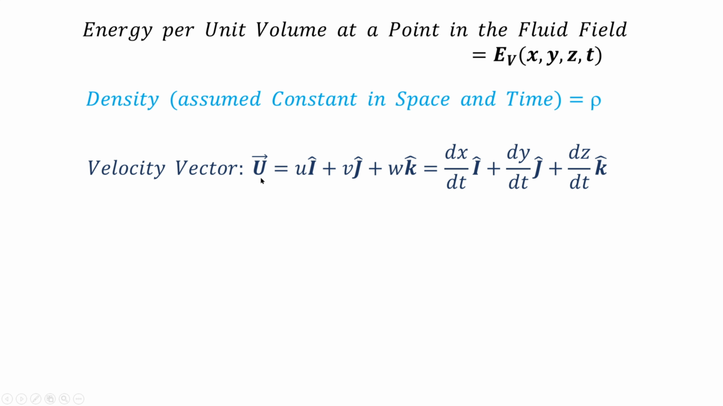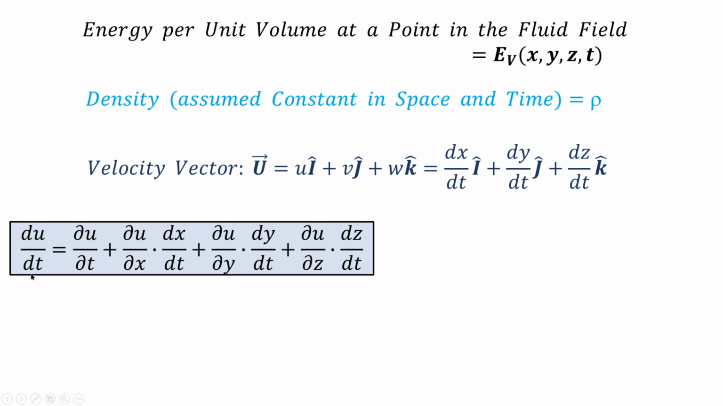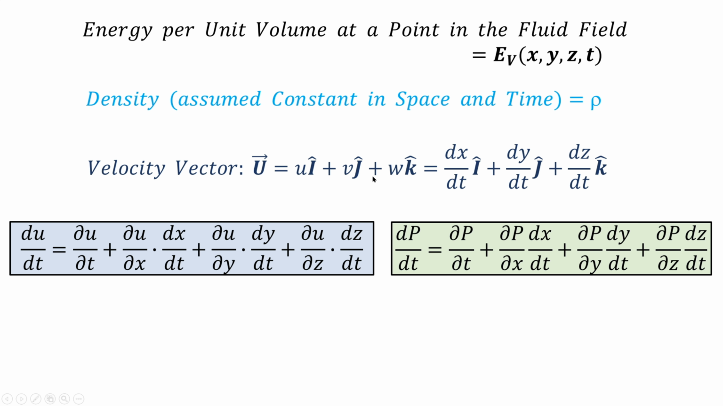And the capital U is the velocity vector, and this can vary in both space and time. From basic calculus, we know that the total time derivative of a variable can be expressed in terms of partial derivatives like this. This is for the ith component, or the x-axis component, of the velocity. We get similar expressions for the other velocity components also, and this is how the total derivative of the pressure looks.